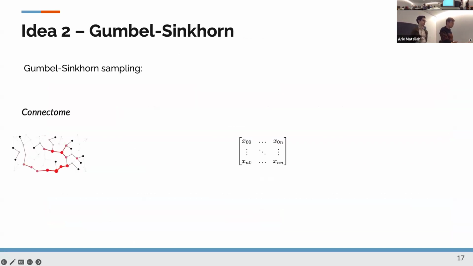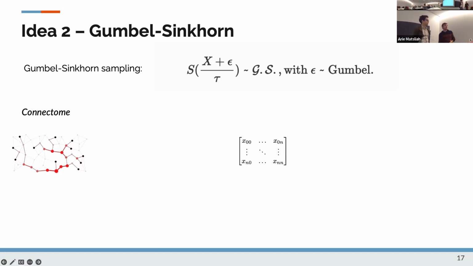But we still need to sample from this. So the idea is to use something called the Gumbel-Sinkhorn operator. We take that matrix X, which is parameterized by some neural network, and we do a Gumbel softmax. Basically, we add some noise to it, where the noise is a Gumbel distribution. We divide it by a temperature tau, which more or less sets the sharpness of the distribution. And this gives you a nice stochastic matrix.